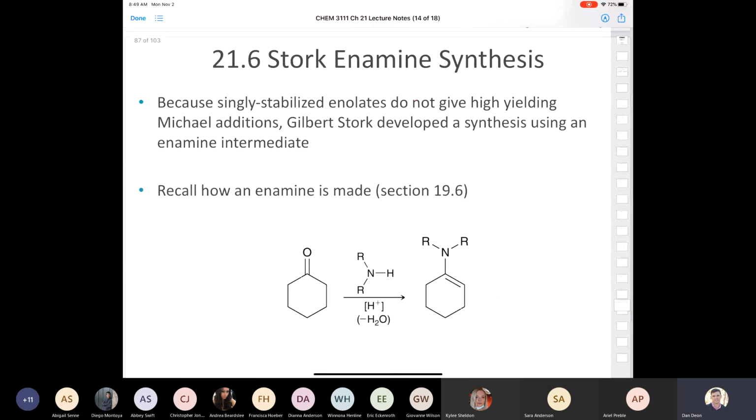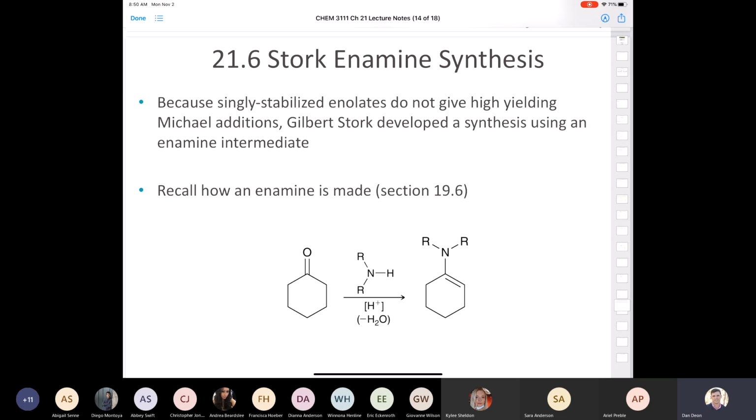So let's look at the last section of 21.6, which is the Stork enamine synthesis. It's named after a chemist named Gilbert Stork. Because singly stabilized enolates do not give high-yielding Michael additions, right? We said that in that case, you get a mixture of 1,2 and 1,4 addition. Gilbert Stork developed a synthesis using an enamine intermediate.